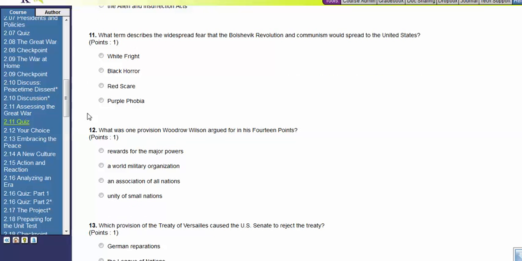Number 11, what term describes the widespread fear that the Bolshevik Revolution and communism would spread to the United States? The White Fright, Black Horror, Red Scare, Purple Phobia. Number 12, what was one provision Woodrow Wilson argued for in his 14 points? Rewards for the major powers, a world military organization, an association of all nations, unity of small nations.